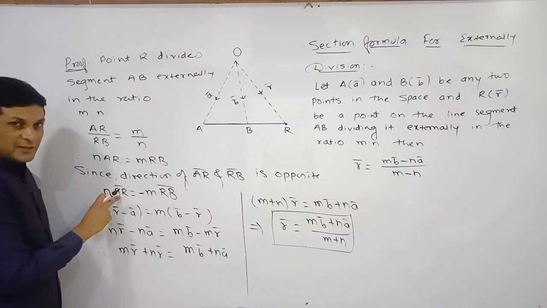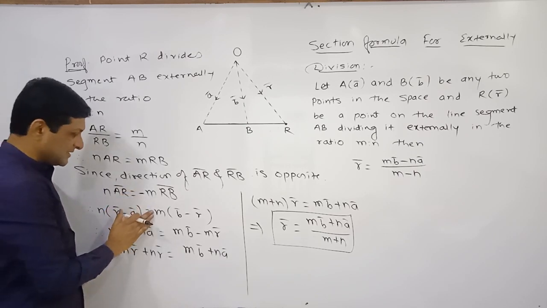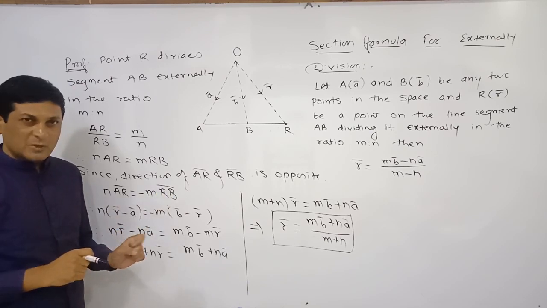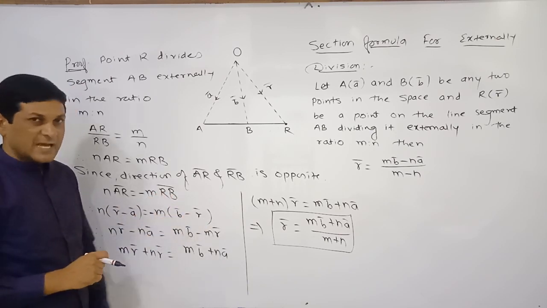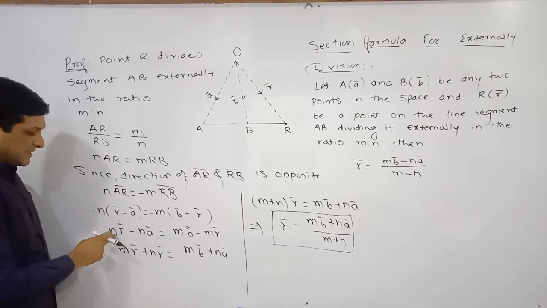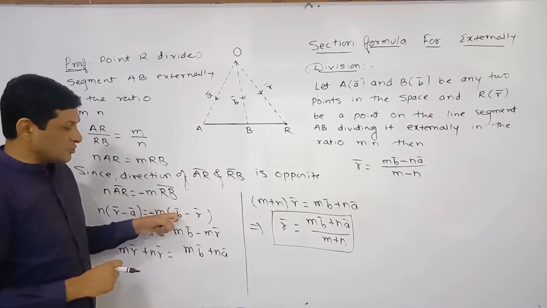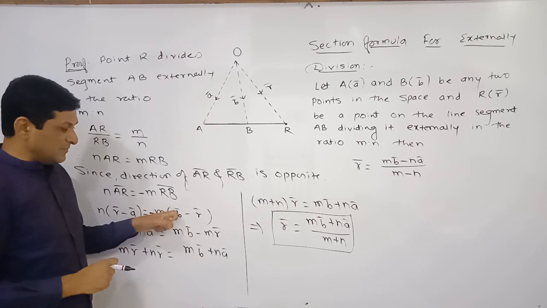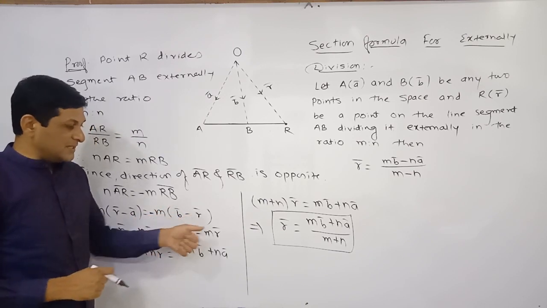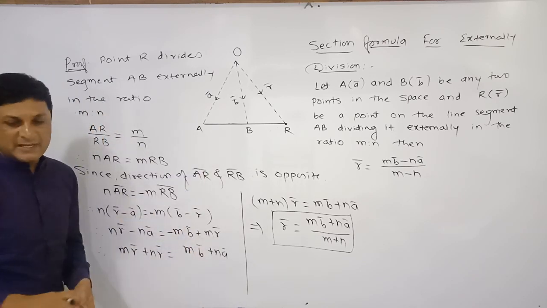Here AR bar in terms of position vectors can be written as R bar minus A bar. In the same way, keep this minus M as it is, and RB bar in terms of position vectors can be written as B bar minus R bar. Now I am multiplying by N to both the terms in this bracket. N into R bar is NR bar, N into minus A bar is minus NA bar. Now multiply by minus M to both the terms in the bracket. Minus M into B bar is minus MB bar, and minus M into minus R bar equals plus MR bar. Now let us simplify this expression so that we get our required result.